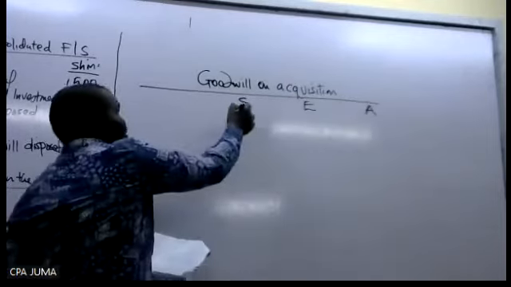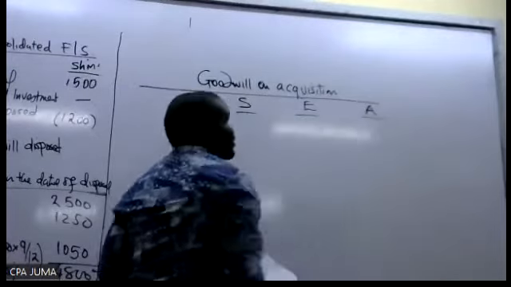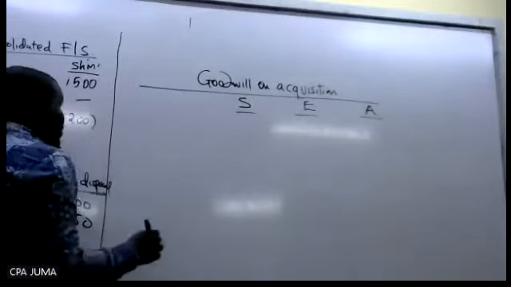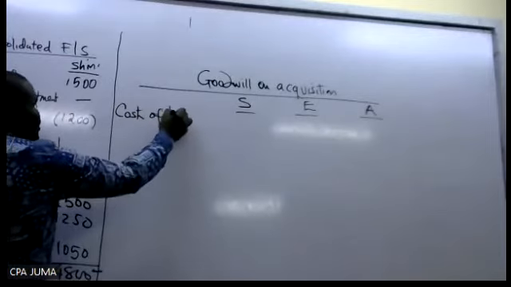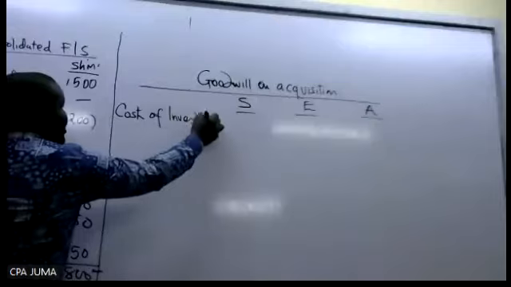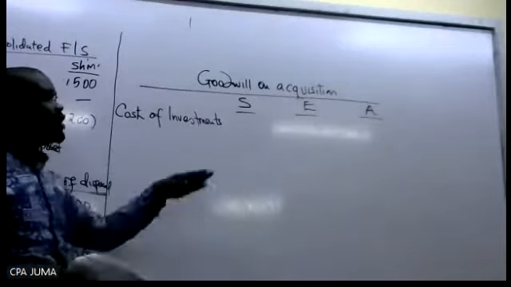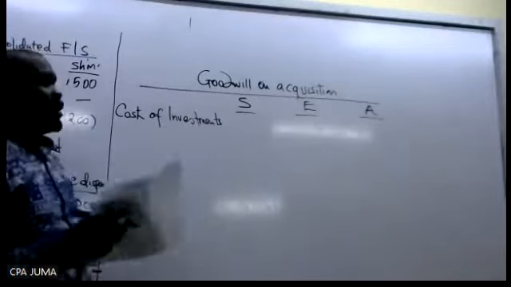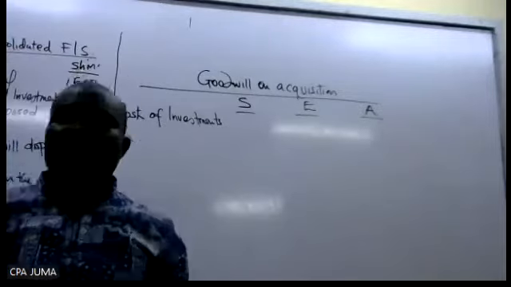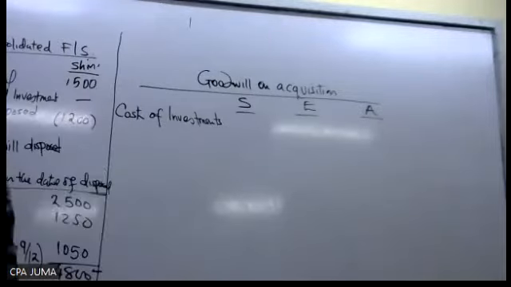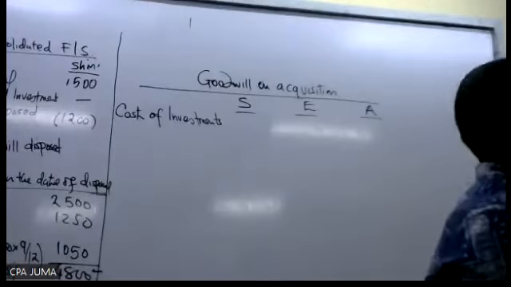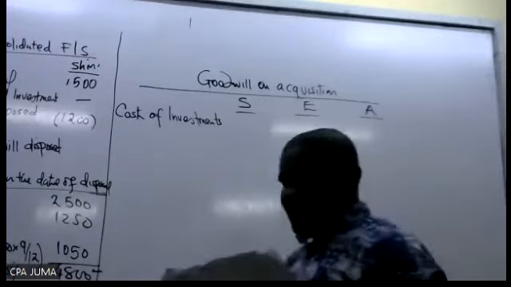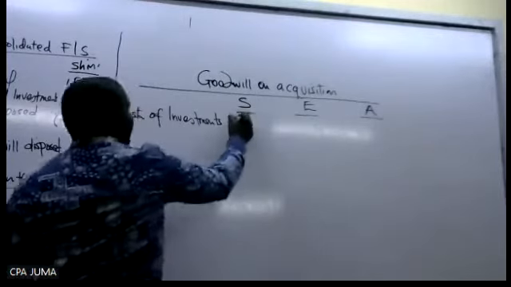So let's calculate this. Cost of investment or purchase consideration. Mostly check it under non-current assets. You will get what parent invested in this entity. Then we subtract the net assets, then we get goodwill. Under non-current assets, are you able to see what the parent invested? Investment in S, parent invested how much? 6,720.